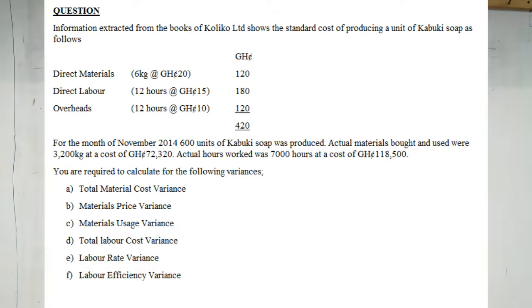A. Total material cost variance. B. Materials price variance. C. Materials usage variance. And then D is total labor cost variance, and then we calculate the labor rate variance and then the labor efficiency variance. So these are the requirements that we are supposed to work for.